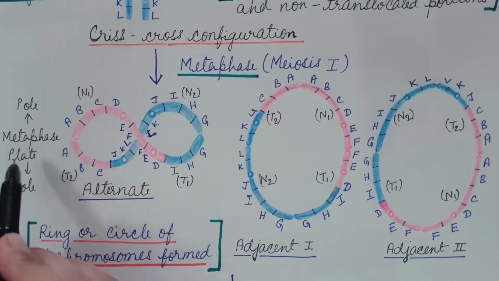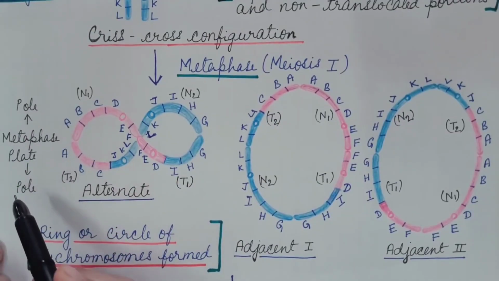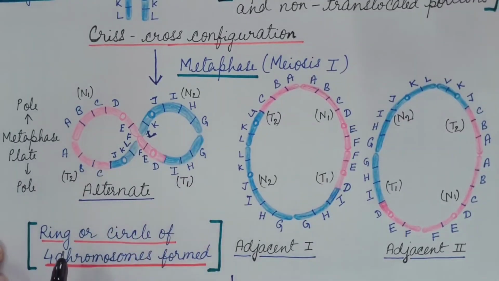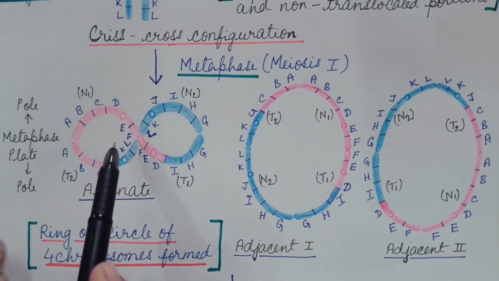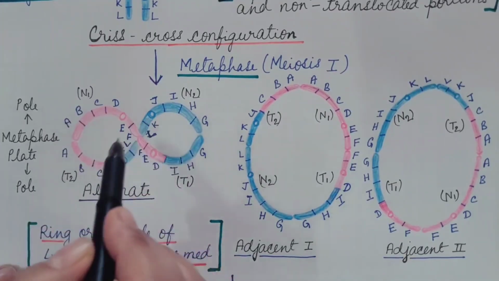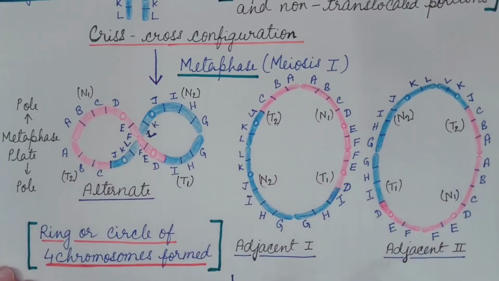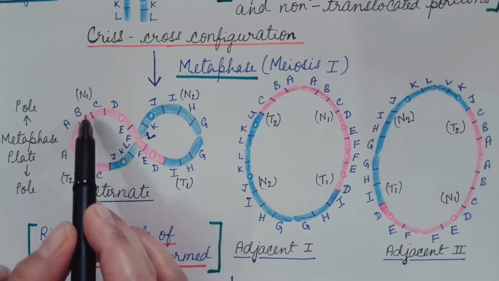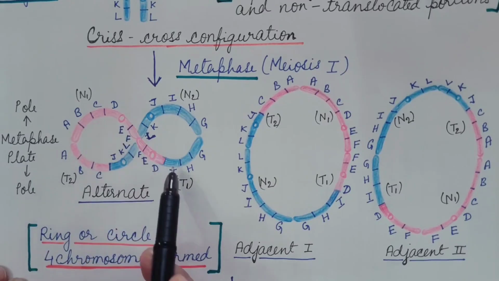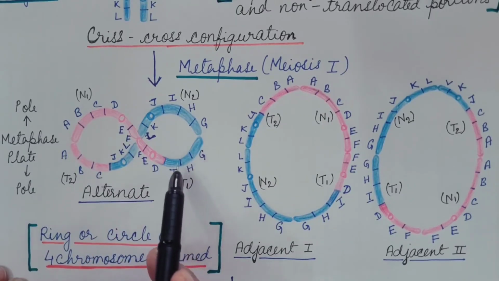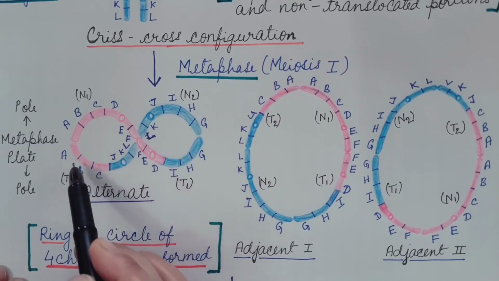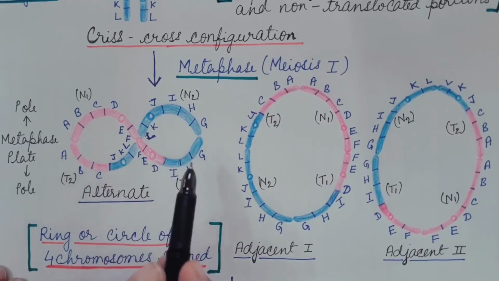Then what happens during the metaphase stage when the chromosomes align along the metaphase plate? Here this is the metaphase plate and these are the 2 poles. These 4 chromosomes form a ring or circle-like structure, and this ring may be either twisted or open. This is known as the alternate arrangement. Here this is the normal chromosome N1, this is T1, the translocated chromosome, normal chromosome N2 and translocated chromosome T2.